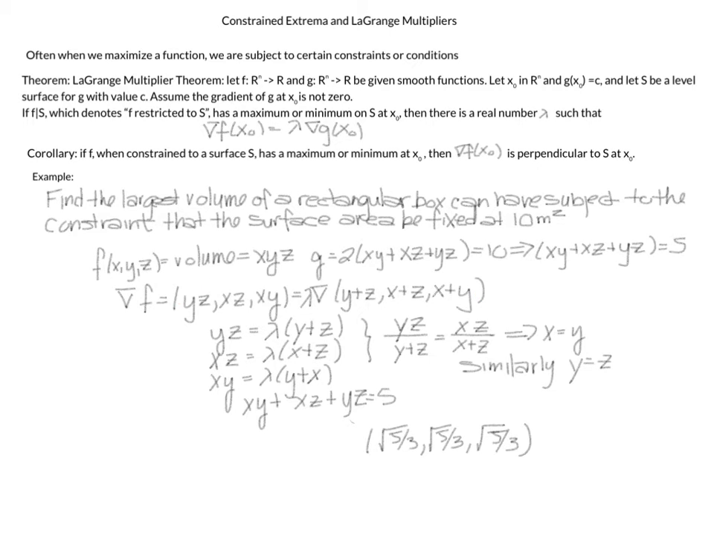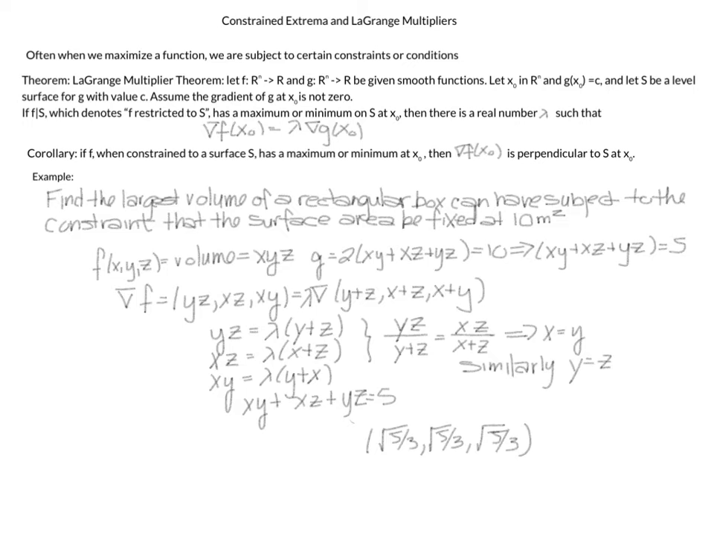And now we set our components equal to each other with the lambdas, so yz is equal to lambda times y plus z, our xz is equal to lambda times x plus z, and our xy is equal to lambda times x plus y. Okay, and then our last equation we have is our constraint, which simplifies to xy plus xz plus yz equals 5. Okay, so I fixed this last formula here.